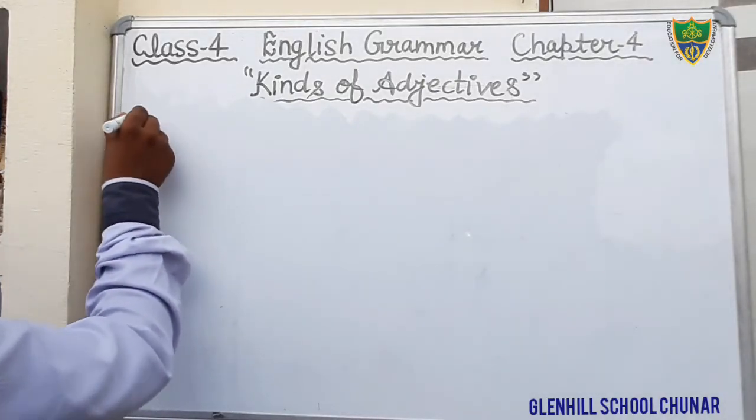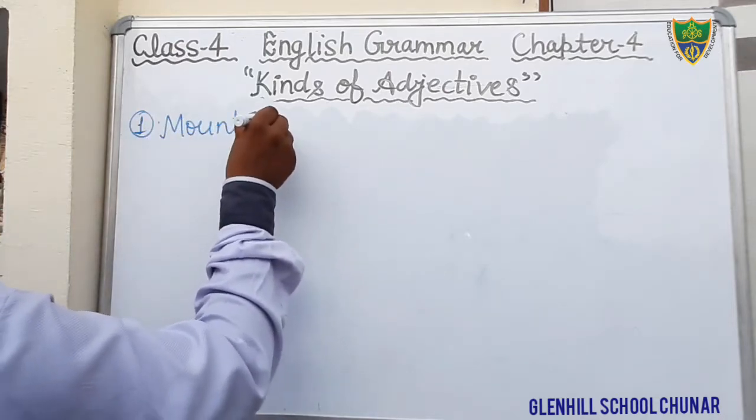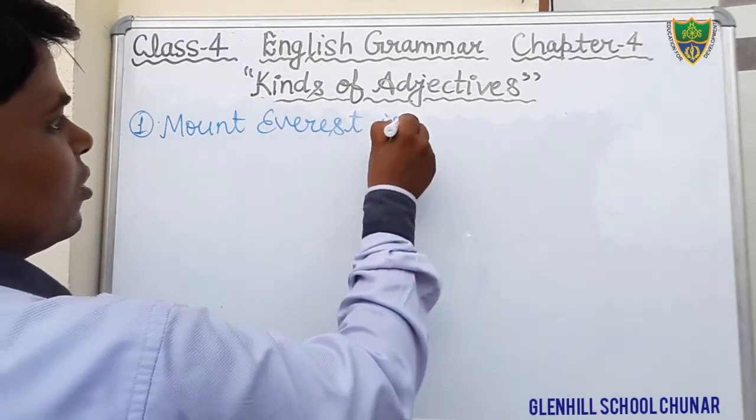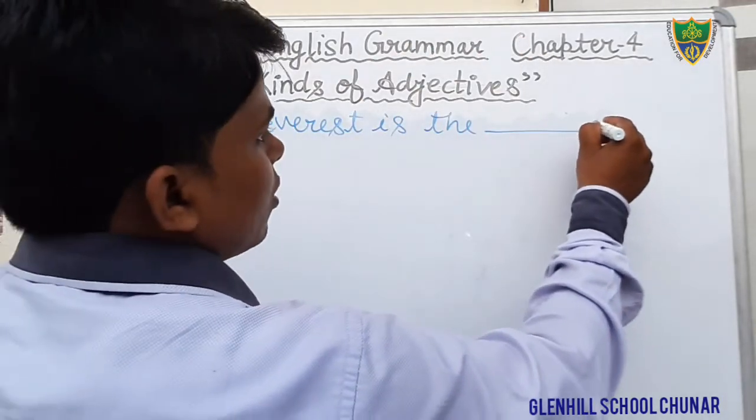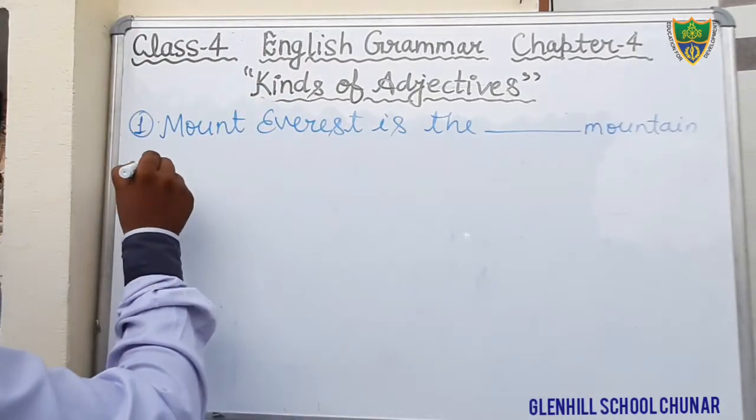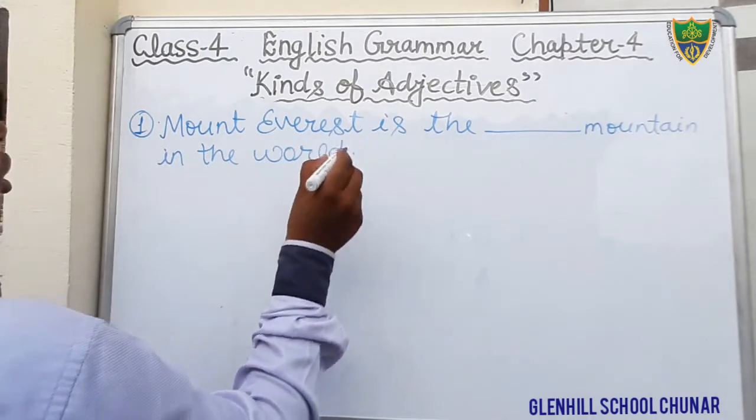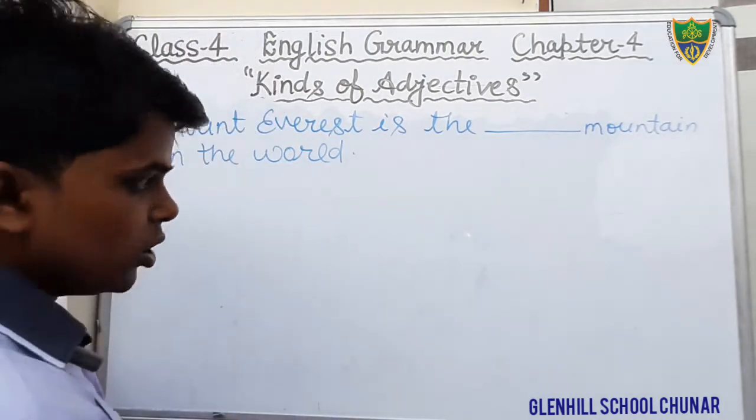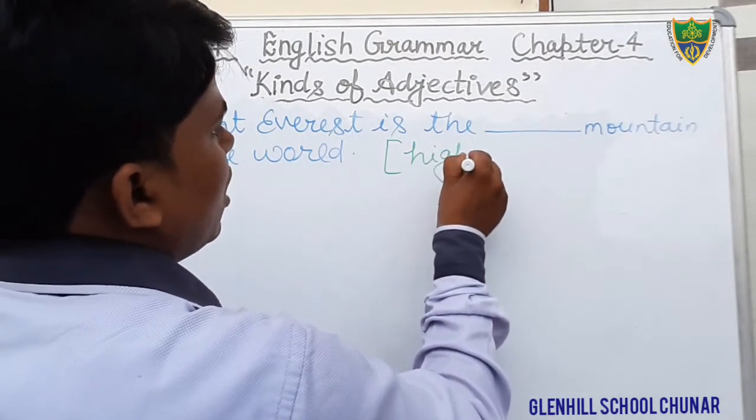Just see the question. What is the question? Mount Everest is the, there is a blank, mountain in the world. Okay student, this is your question, and in the helping box it is given what? In the helping box it is written what? High. In the helping box it is given the word high.